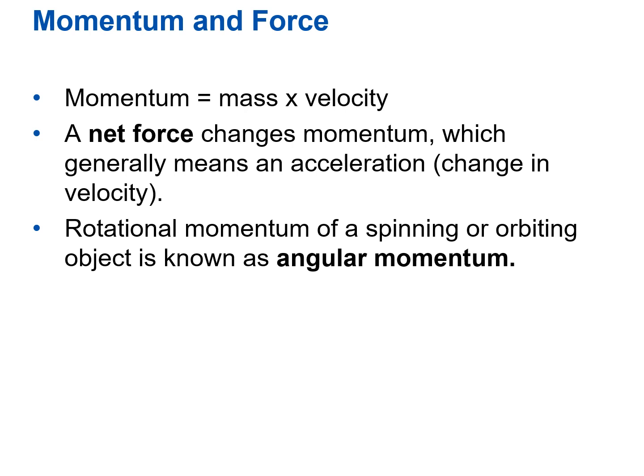But a net force on an object will change its momentum. So let's go back to the example of the stalled car. If we are pushing on it, we're applying a net force. We will change the car's momentum. In that case, we will give it some speed, and we'll get it moving. And that generally means an acceleration, which is a change in velocity. There's a special kind of momentum called rotational momentum, otherwise known as angular momentum. If something is spinning or moving around in a circle, like a planet orbiting a star, we call that angular momentum.